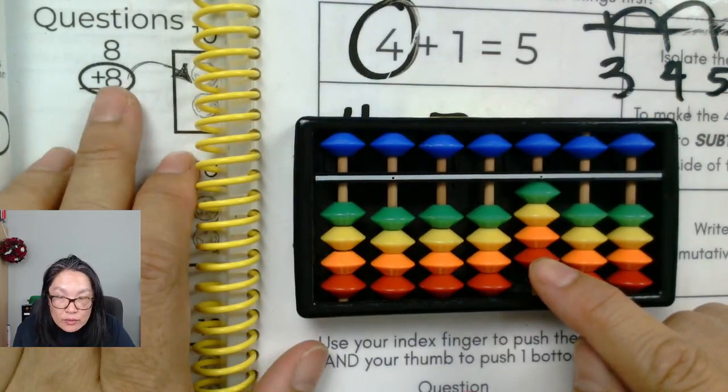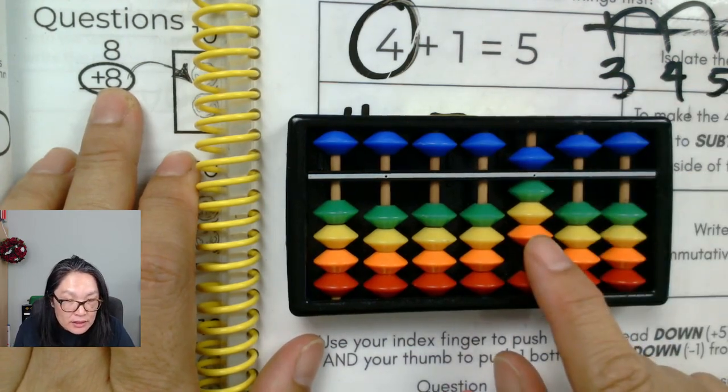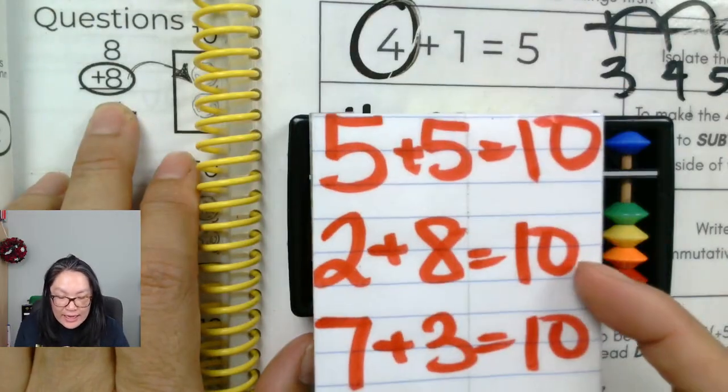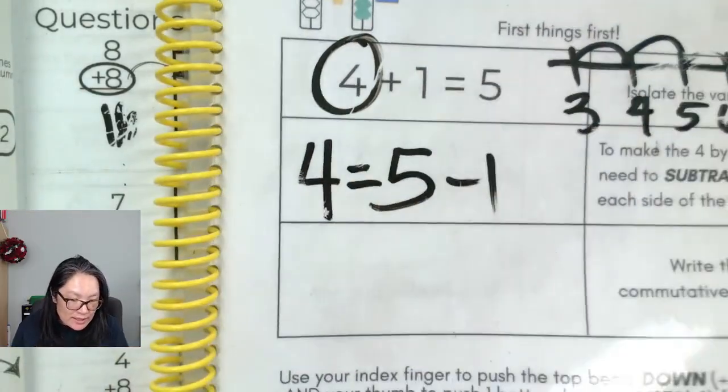So what are we doing here? We're going to add the 8. Notice when we add the 8, right? We have the 8. 5, 6, 7, 8. We're going to add another 8. We know how to add an 8. We're going to utilize the 10. What does that mean? We're going to utilize the 10.